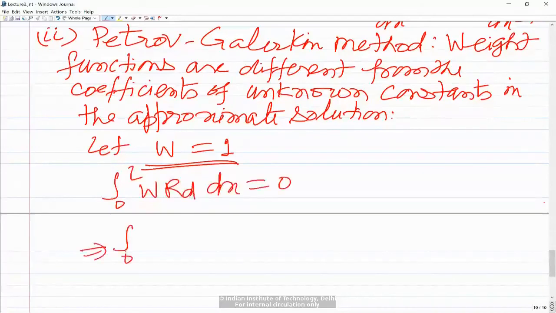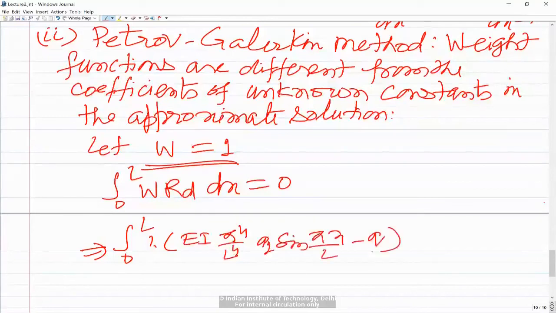So the integral 0 to L, w is 1 now, and your Rd is EI pi power 4 upon L power 4 into a1 into sine of pi x by L minus q dx, equal to 0.